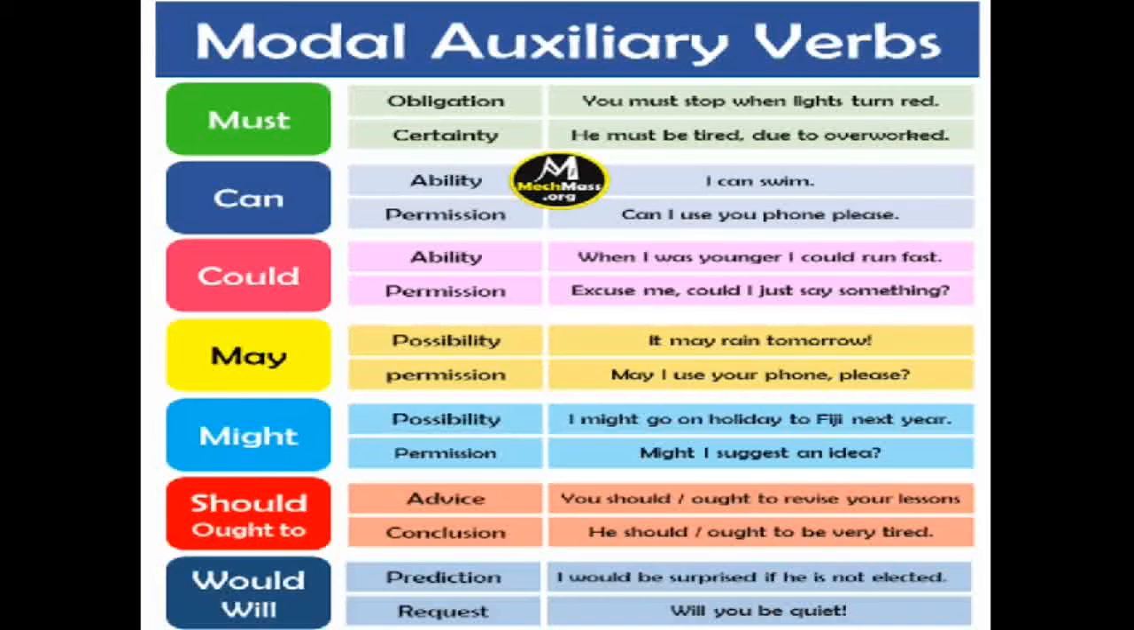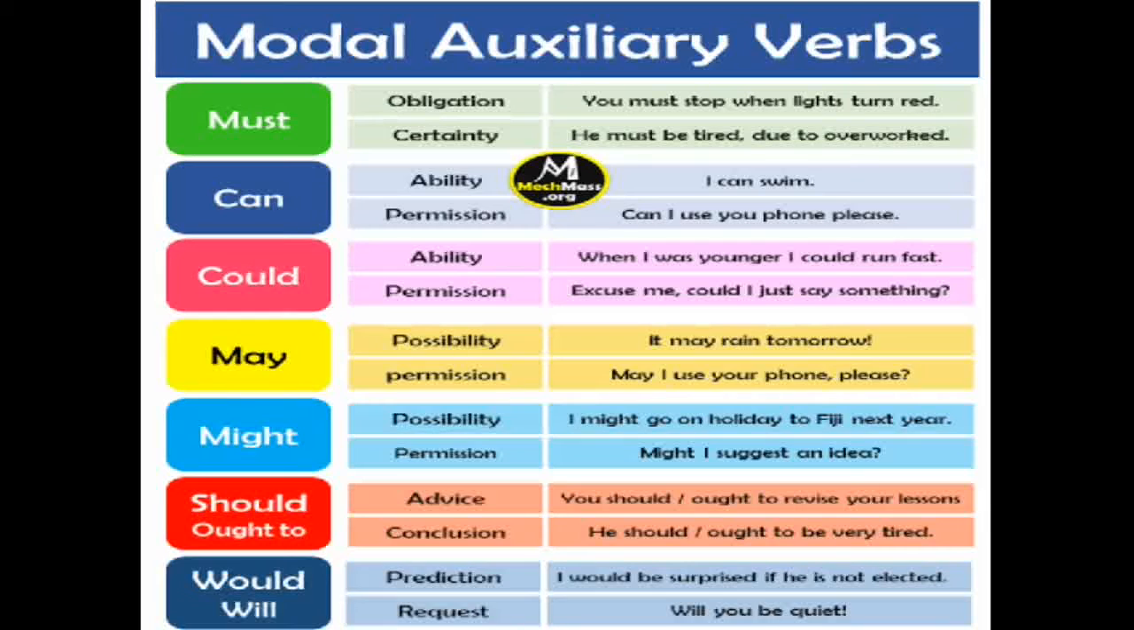Next, would, will. The first sentence, modal auxiliary would, shows you prediction. The second sentence, modal auxiliary will, shows you request or determination. Modal auxiliary verb will shows you determination, future or request.